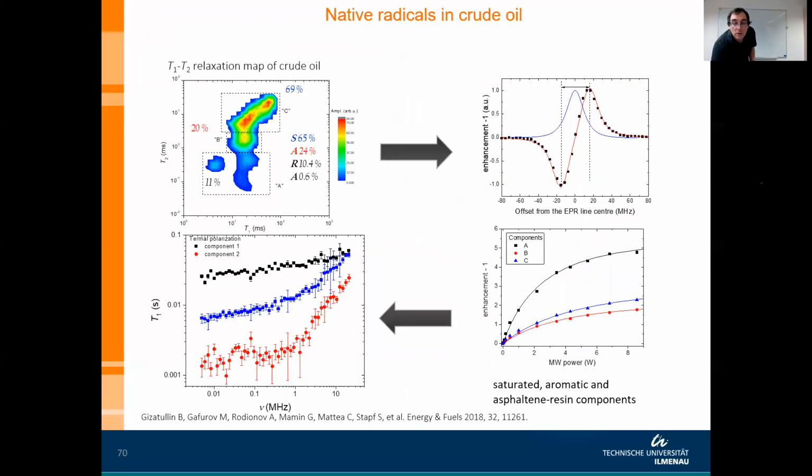Went too far. Basically, the saturated, aromatic, and asphaltic resin components are given different enhancements, and the maximum enhancement will be given by the part that contains the asphaltics and the resins, and the lowest will be the more mobile system, that is the saturated part of the oil here.